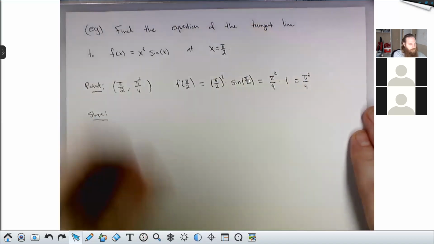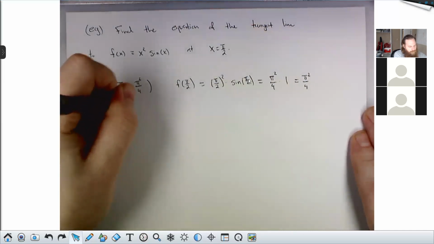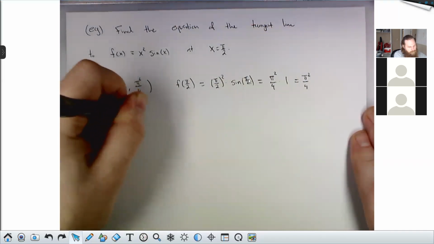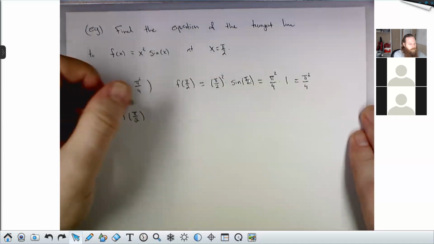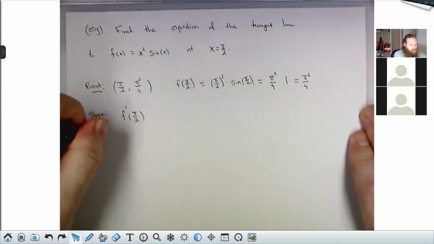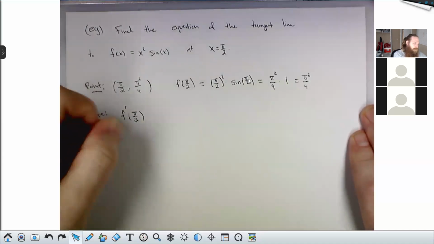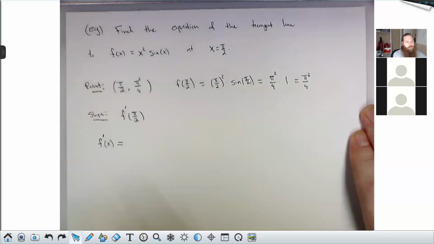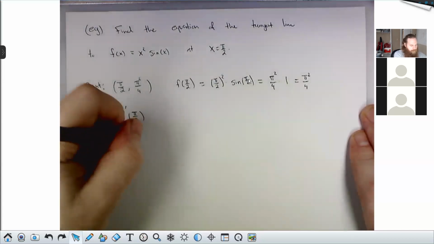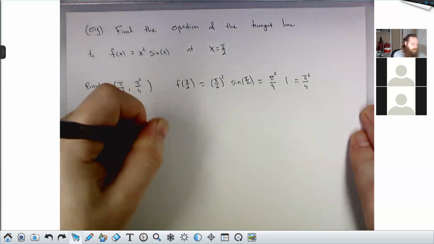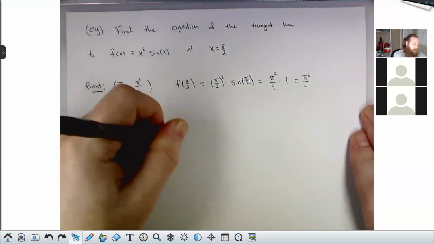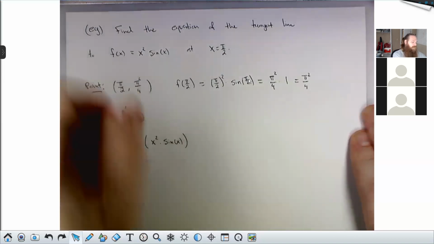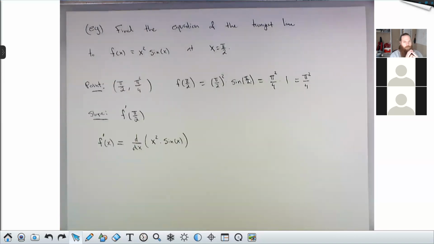Now to find my slope, I need f primed of pi over 2, which I'm going to get by cooking up f primed of x and then plugging in pi over 2. F primed of x is the derivative d/dx of x squared times sine of x. And which rule do I need to compute this derivative?